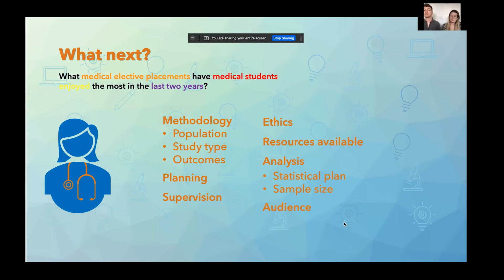Sarah needs to decide on a methodology for her study. She's already thought about the population, which will be medical students who've just been on their elective in the last 2 years. She needs to decide on a design for her study. Is it going to be quantitative or qualitative? Is it going to be cross-sectional or longitudinal? And as we talked about, she needs to decide on her specific outcomes. She needs to plan this study. She needs to decide what tools she might need, how much time these things might take, all the different variables that she'll have to think of there.